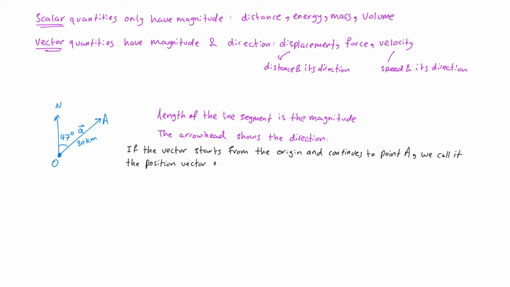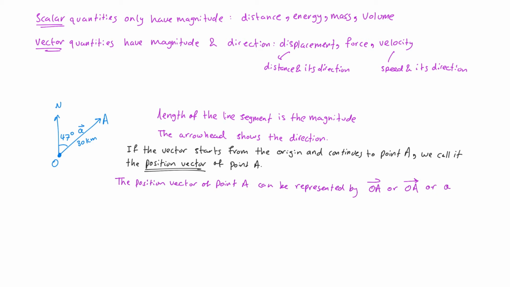Now, for this example, where the vector starts from the origin and continues to point A, we call it the position vector of A. The position vector of A looks at where point A is relative to the origin of our coordinate system, and the position vector always starts from our origin.